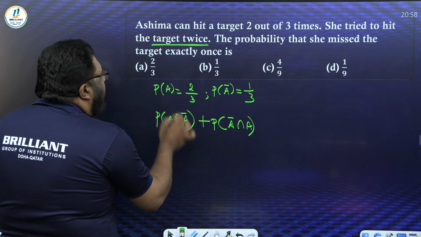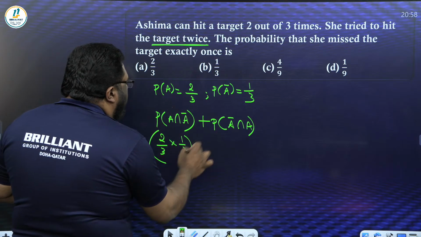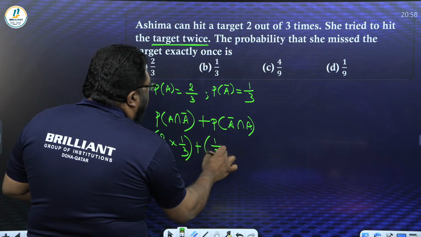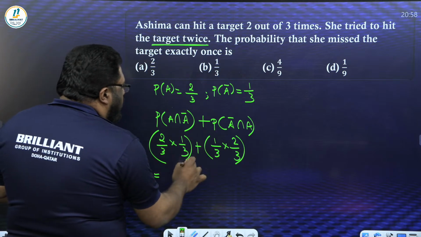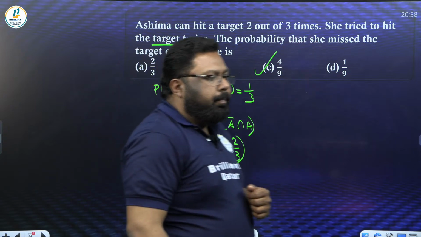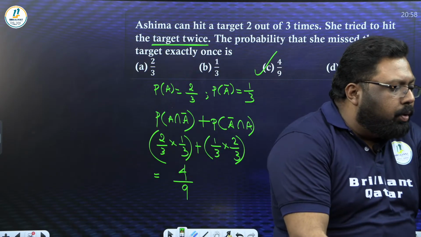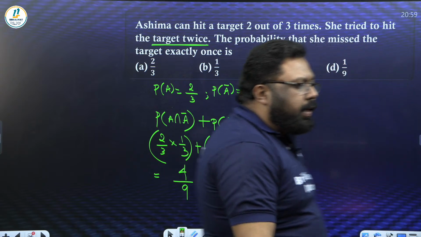So answer is P of A 2 by 3, A bar 1 by 3 plus 1 by 3 into 2 by 3. So the answer is 2 plus 2, 4 by 9, option C. Right answer coming from Ethriel, Abu, Hanna, yes, Said, Fahad. Very good answers, my dears.